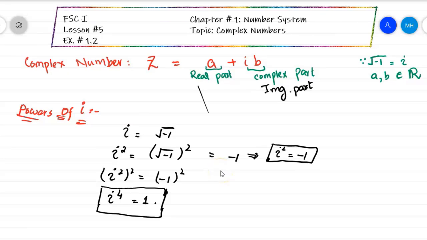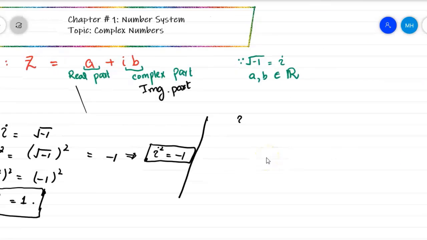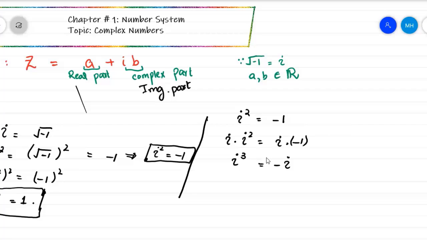Now what will happen if I take any odd power of iota? For example, I am taking iota square equals minus 1. So I multiply both sides by iota. What will happen over here? It will become iota cube, and it will become minus iota. Now we have a result. So whenever we have an odd power, it comes with iota.